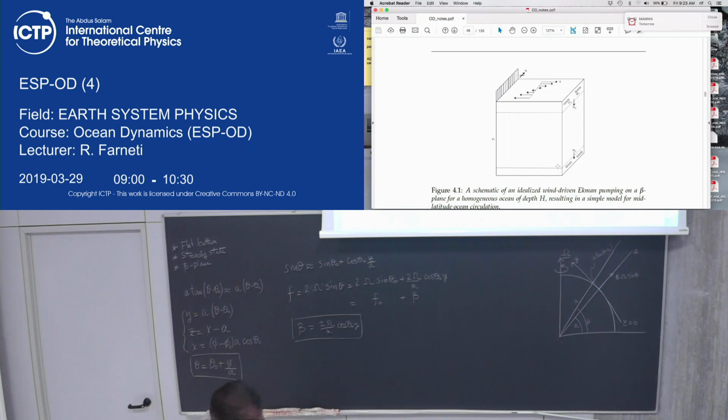What is beta? Beta is the meridional gradient of f. In fact, if you do df/dy at theta naught, which is where we're working, if you take the meridional gradient of that using the linear relationship, that is df/a dtheta at theta naught, and this is 2 omega over a cosine of theta naught.